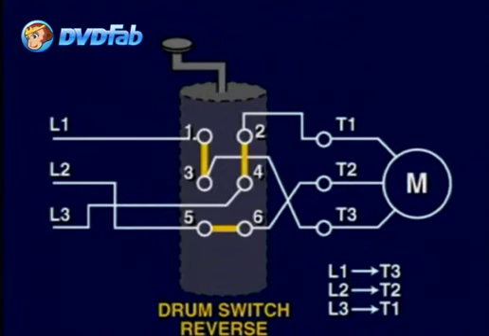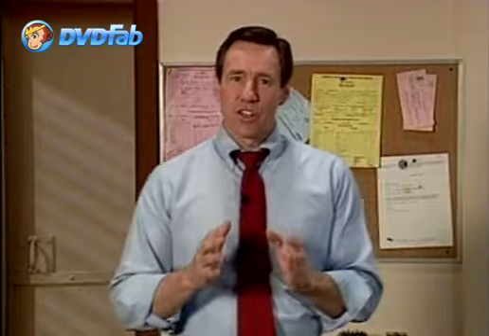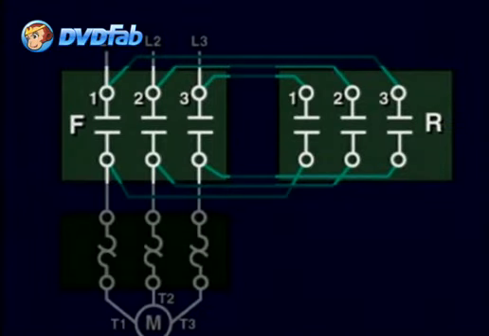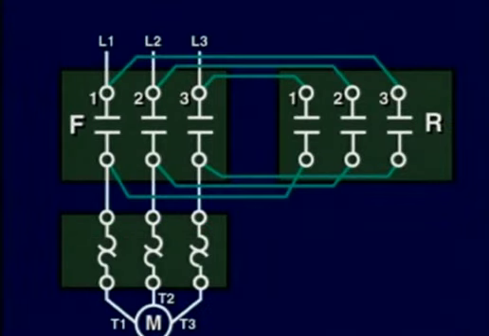Note that the L2 connection to T2 does not change in either the forward or reverse positions. The reversal of manual and magnetic starters is basically done in the same manner. Let's take the magnetic starter. Two contactors are used in the reversing starter, while one set of overload relays is used.